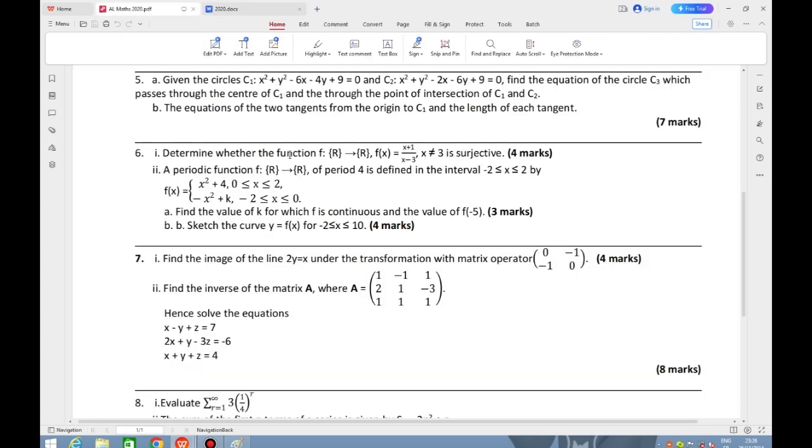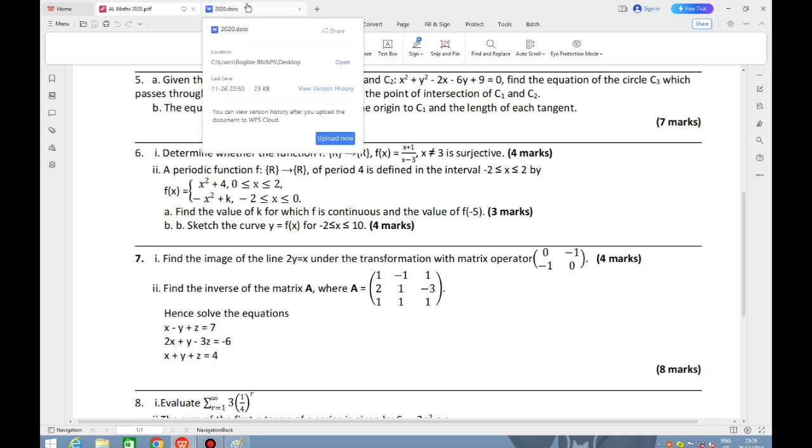Now, going down to the second question, Roman 2, they say a periodic function f on the real numbers of period 4 is defined on the interval -2 is less than or equal to x less than or equal to 2 by f of x is equal to x squared plus 4x, x between 0 and 2, and f of x is equal to negative x squared plus k, x between -2 and 0. Find the value of k for which f is continuous and the value of f of minus 5.